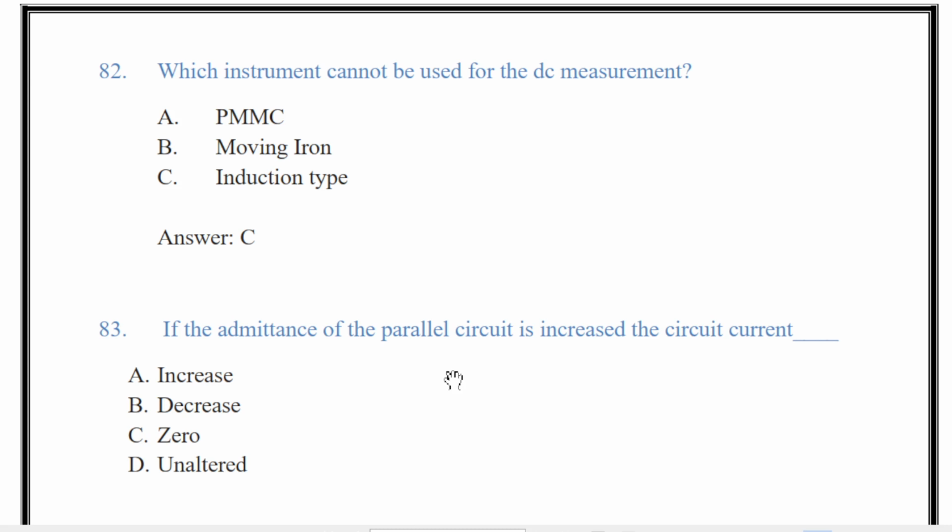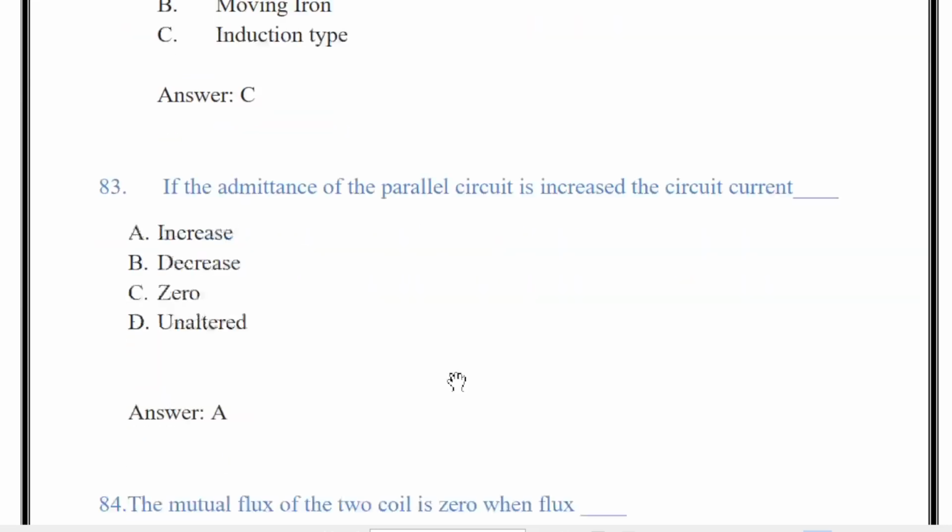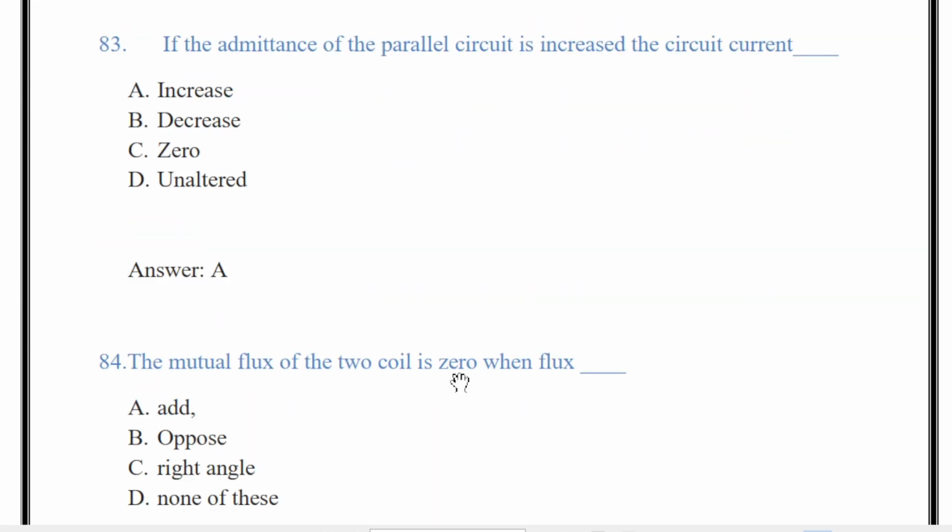Now we come to question number 83. If the admittance of the parallel circuit is increased, the circuit current dash. There are four options. The correct answer is A, increase. If the admittance of a parallel AC circuit is increased, the circuit current is increased.